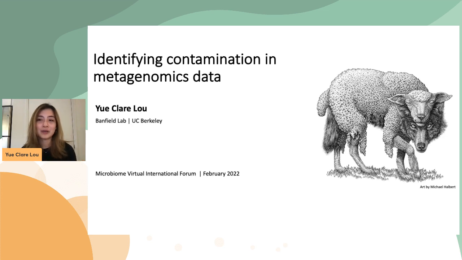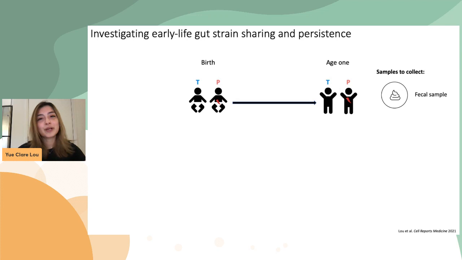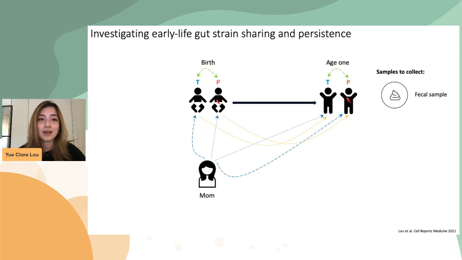Before I go into the detail, I just want to give you a brief background on how I got into this contamination project. I was working on a project trying to understand early life gut microbiome succession at the strain level. Specifically, I was curious to learn how babies share strains as they grew up. I also wanted to look for persisting strains that were there from birth until the baby turned age 1. And lastly, I wanted to understand how maternal strain transmission plays a role in the early life strain succession.